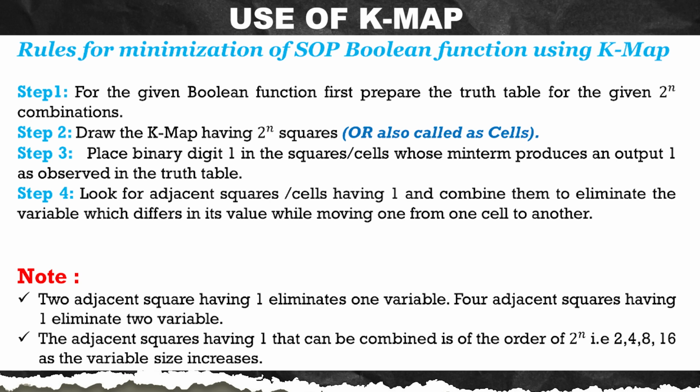The fourth step is to look for adjacent squares, or cells, having 1 and combine them to eliminate the variable which differs in its value while moving from one cell to another. So what is the note we have to keep in mind? 2 adjacent squares having 1 eliminate one variable. 4 adjacent squares having 1 eliminate 2 variables. The adjacent squares having 1 that can be combined are of the order of 2 raised to n, that is 2, 4, 8, 16 as the variable size increases.